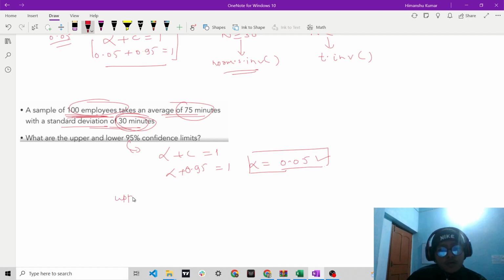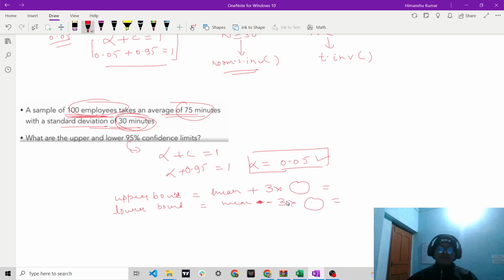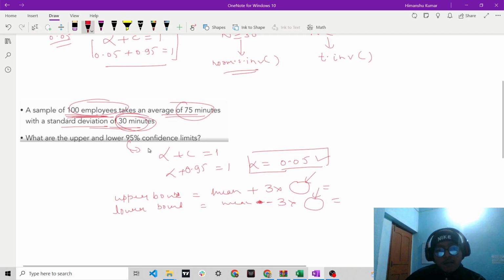So the upper bound will be mean plus 3 into the value which we'll be getting with the help of Excel. And the lower bound will be equal to mean minus 3 into the value which we'll be getting through Excel. So we have to find out this particular value. We have to see what the sample size is here.